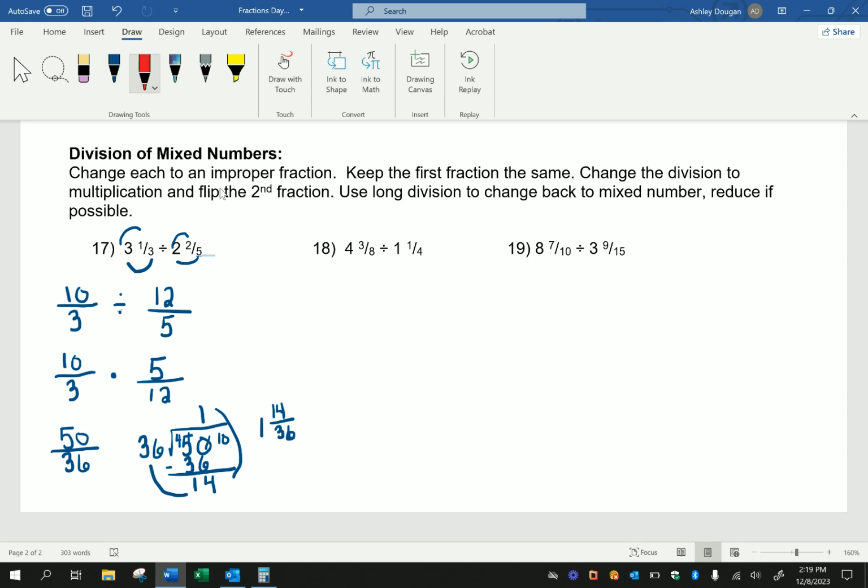Or I could try to look for a larger number and see if one of those would work. But I'm going to divide by 2. 14 divided by 2 is 7. 36 divided by 2 is 18. And there's not going to be anything that simplifies into 7 and 18, so that's going to be my final answer: 1 and 7/18.